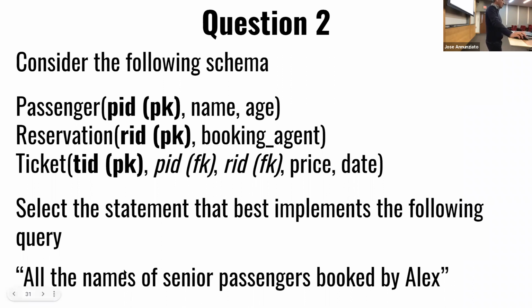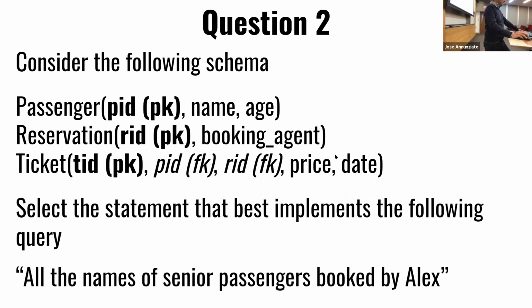Question 2, probably similar. It says, all the names of senior passengers booked by Alex. I remember somebody asking me, what's a senior? Somebody whose age is greater than 65. And booked by Alex is kind of like the booking agent. The name of the booking agent is Alex. The passenger's age is here. Somebody told me it would be better to have the date of birth instead of the age, which makes sense. That would have been better.